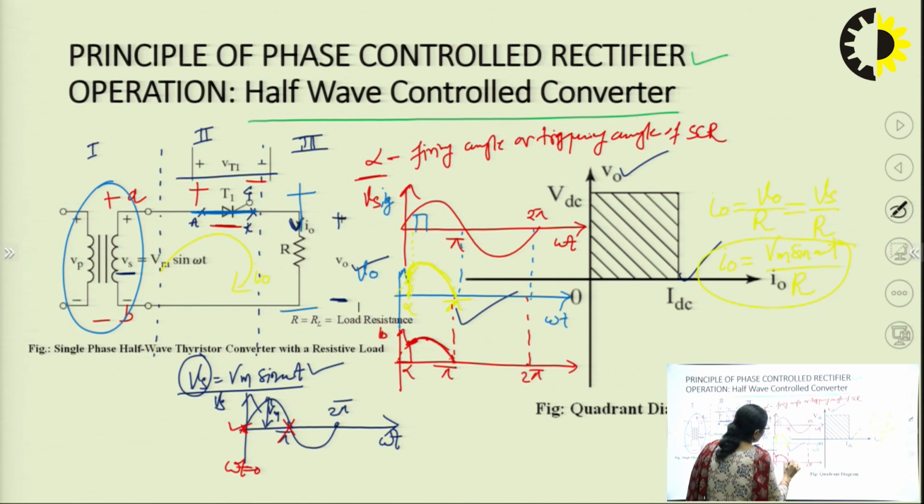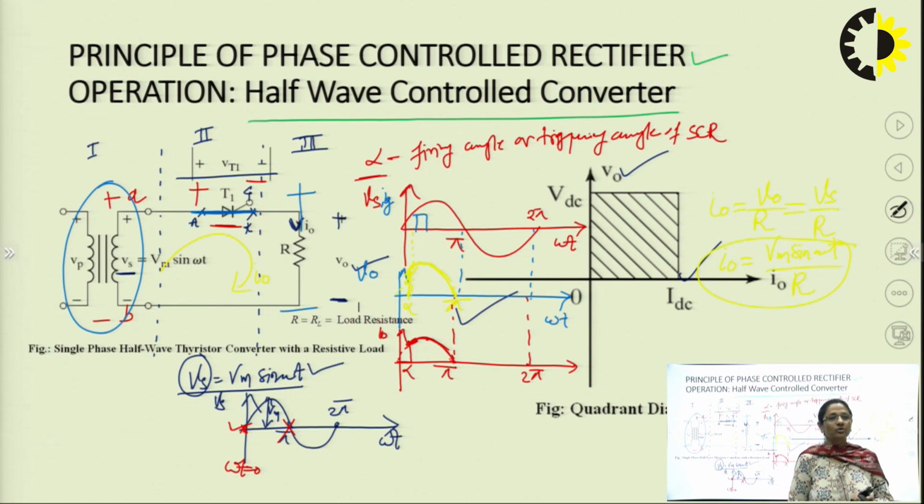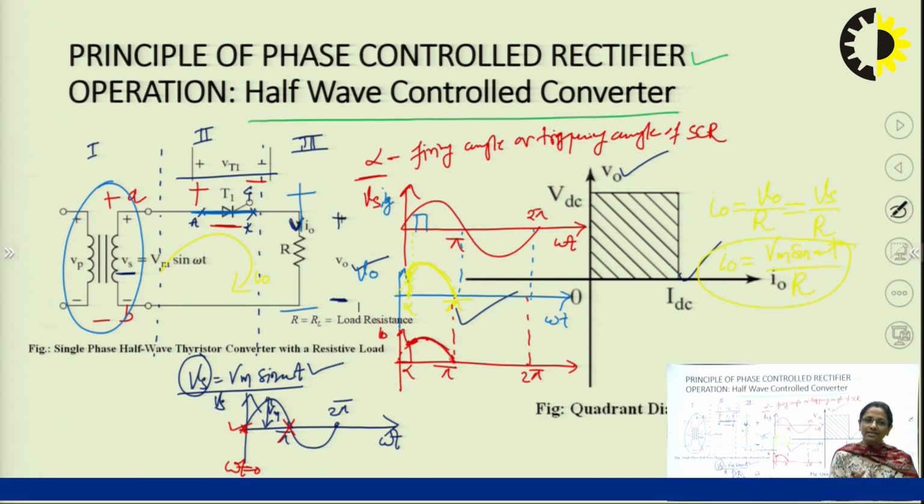Let us see what happens at omega t equals pi. At omega t equals pi, the voltage is at its negative zero crossing. The source voltage reduces to zero value, so the load voltage is also at its negative zero crossing. And hence, as the current is following the variation of the voltage only, the current also reduces to zero value at omega t equals pi itself, right?